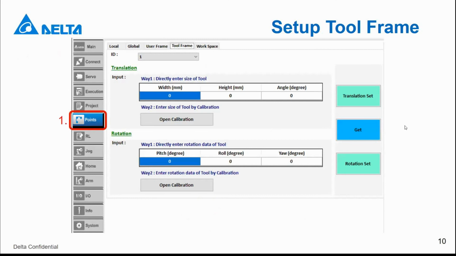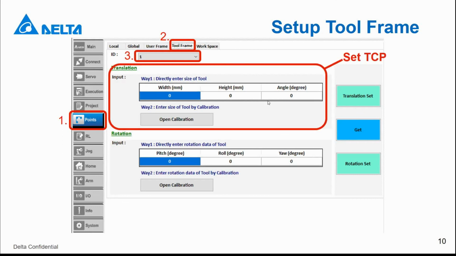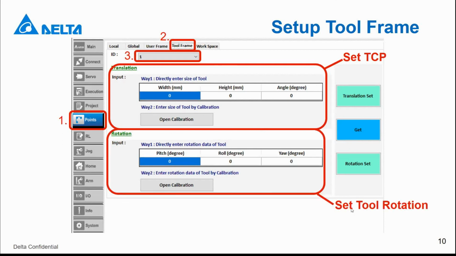So in DRAStudio, here's how to set up the tool frame. First, we need to go to the points page, then the tool frame page. And then we can choose an ID. So we can teach up to 9 different tool frames in the robot system. On the upper part, set TCP, and on the lower part, set tool rotation. So we will introduce the upper part. In the upper part, if you have the 3D drawing of the tool, you can calculate these 3 parameters and input these 3 parameters by yourself.